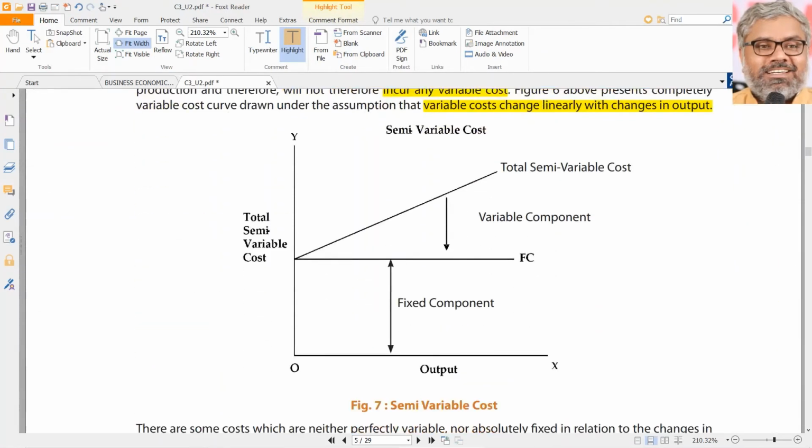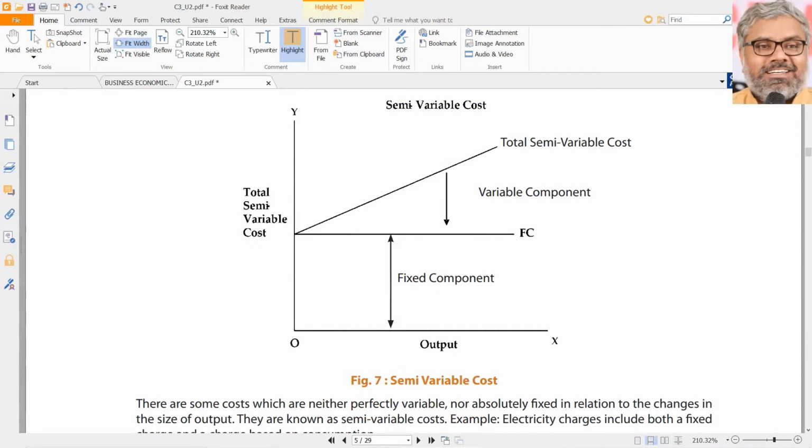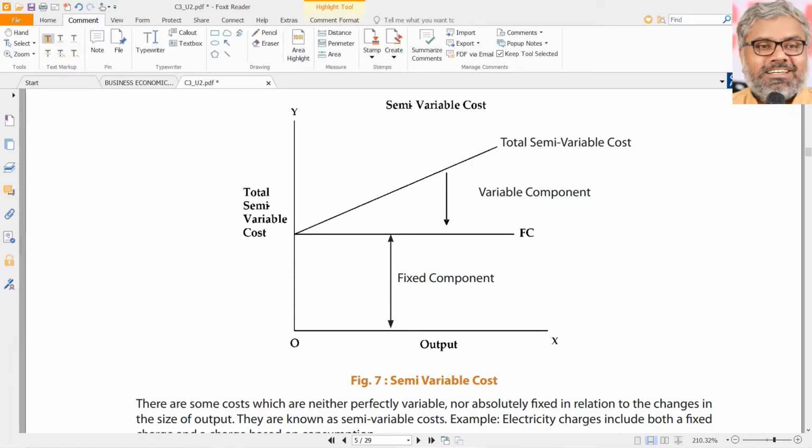Now there can be another type of cost, popularly also called mixed cost. Mixed cost means there is a component of fixed portion also and there is a component of variable portion also in such types of costs. Certain types of costs can be called semi-variable costs. These are semi-variable costs.